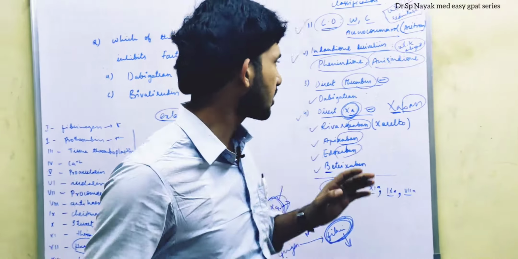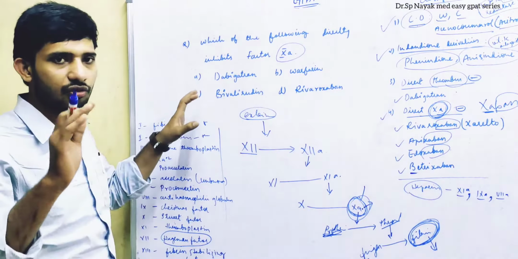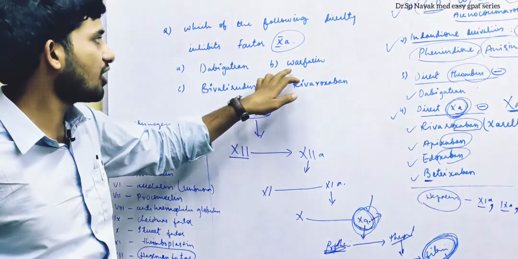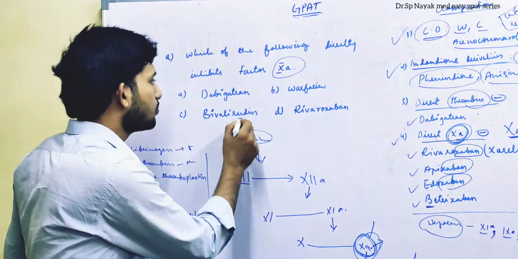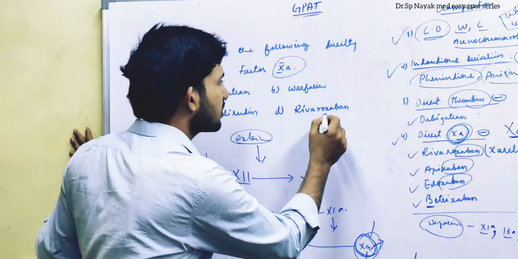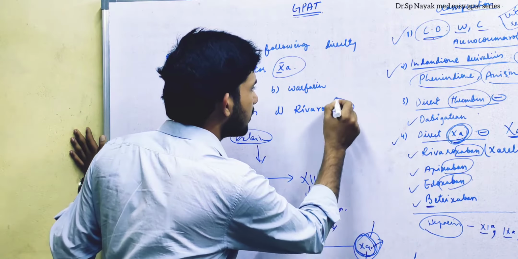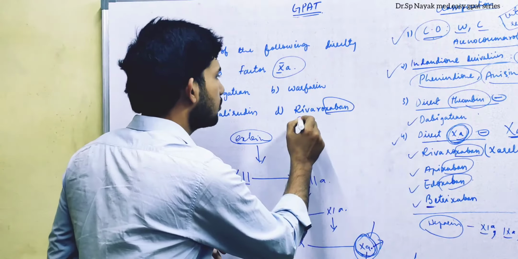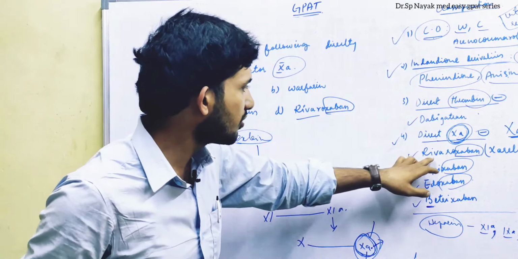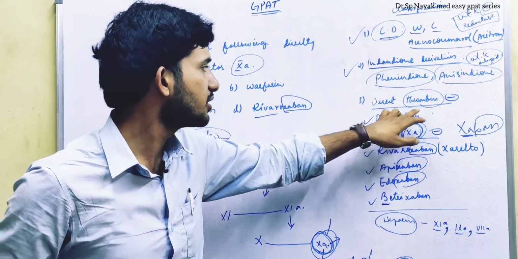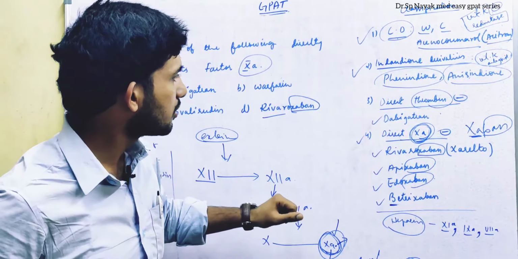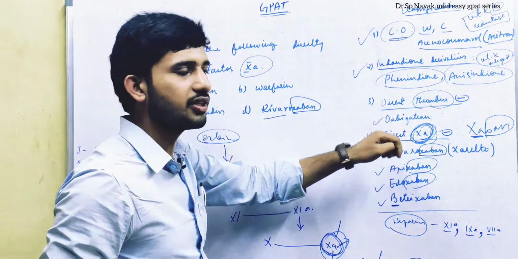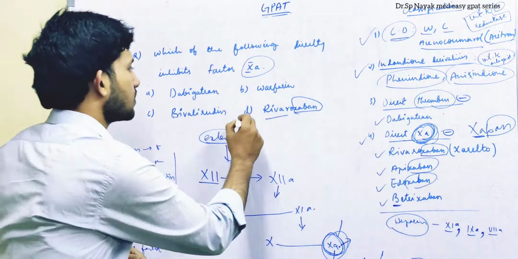And let us come to the question. I think you understood the question. Which of the following directly inhibits 10A? We have dabigatran, warfarin, bivalirudin, and rivaroxaban. So listen here, Xaban. One of the drugs in these options is a Xaban. Rivaroxaban is one of the drugs that directly inhibits factor 10A. So this is the correct option.